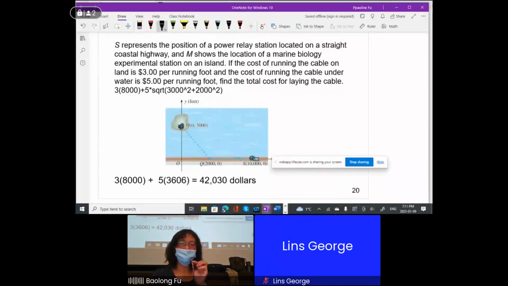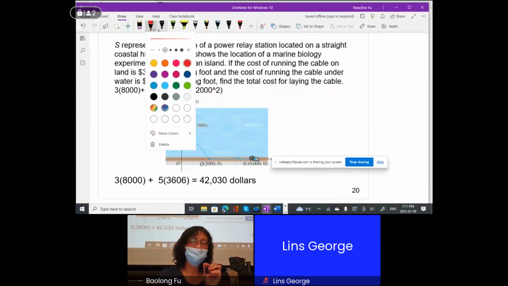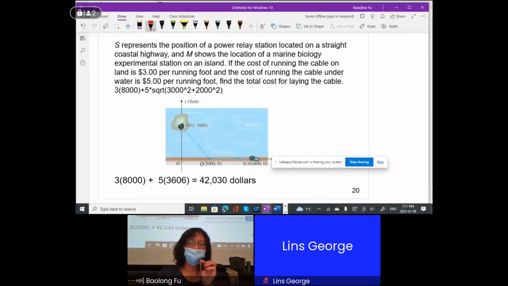So what we are going to do, what is the question here? The question asks you to lay the cable from here to here, and then from here to here. So what is the cost of laying the cable? The red line represents the cable. This part is underwater, and when the cable is underwater, the unit cost is $5. And this part is on the land, and when the cable is on the land, the cost is $3 per unit. The question asks, what is the total cost for the cable?